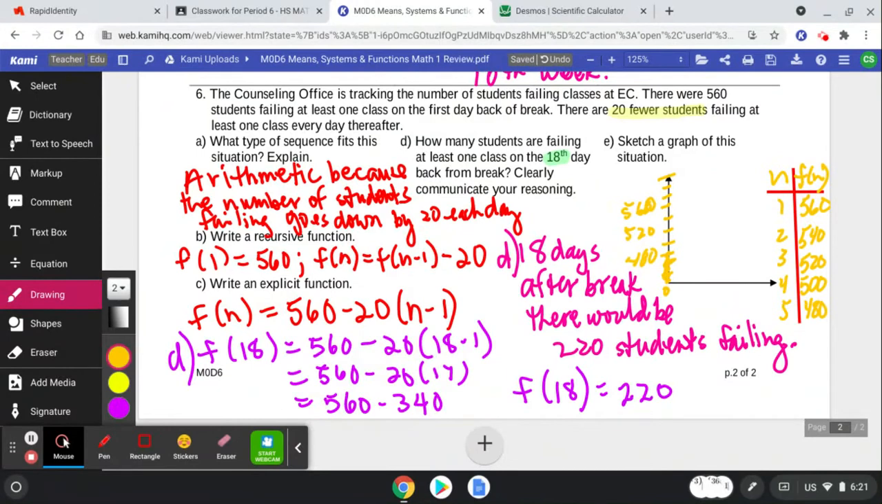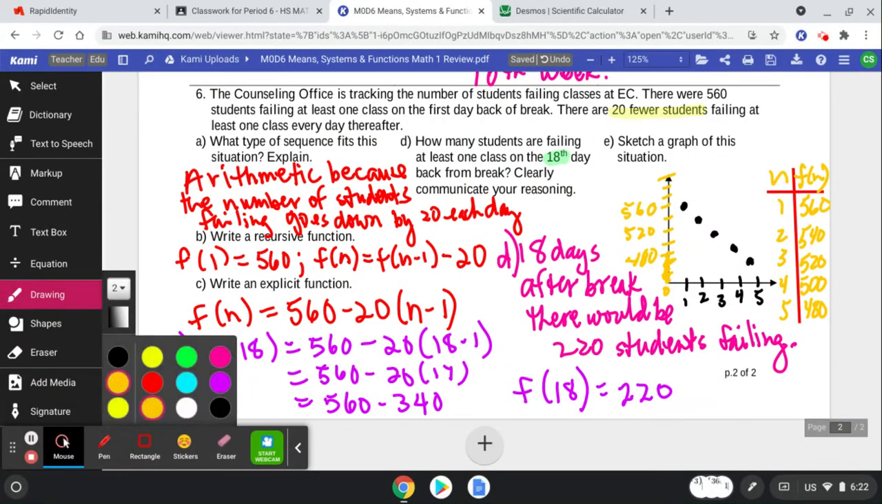So now let's go put a dot at 1, 560. 2, 540. 3, 520. 4, 500. And 5, 480. You can see that linear decreasing pattern there. And then let's label and scale.